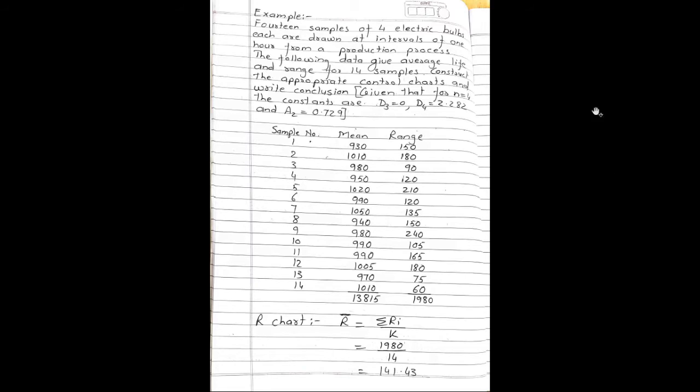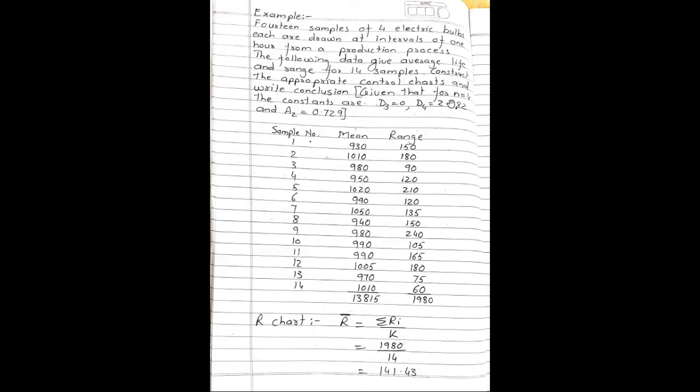See the example. 14 samples of 4 electric bulbs each are drawn at intervals of 1 hour from a production process. The following data give average life and range for 14 samples. Construct the appropriate control charts and write conclusion.